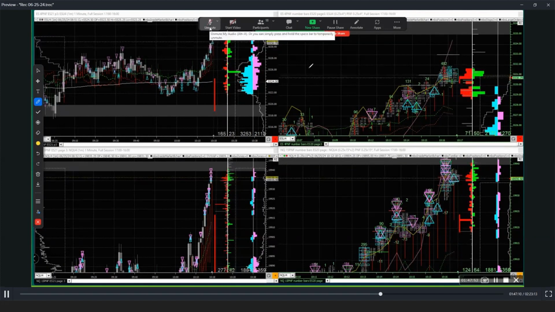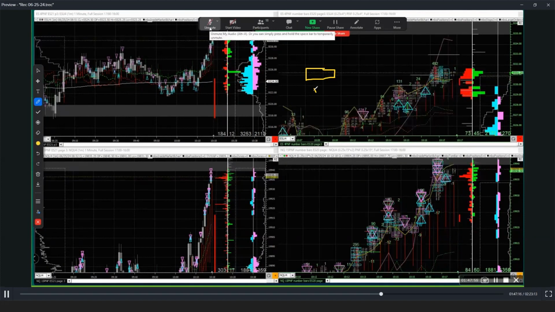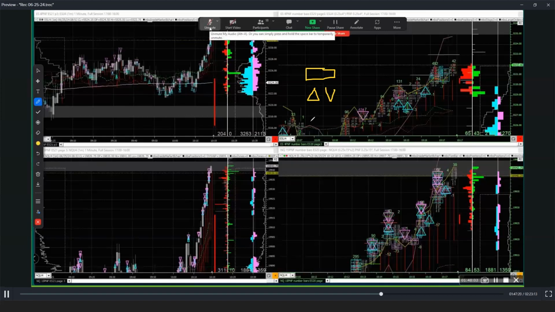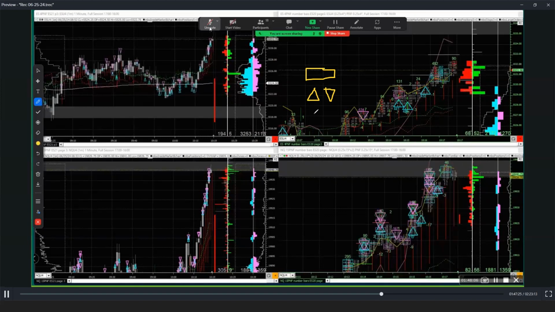Let me write this. We know that triangles, pink or blue, or I'm sorry, rectangles. Triangles are the imbalances of orders around the last traded price. But remember this, the OPP are not orders. OPP are positions that very well could predict where the next flurry of orders are going to come from.